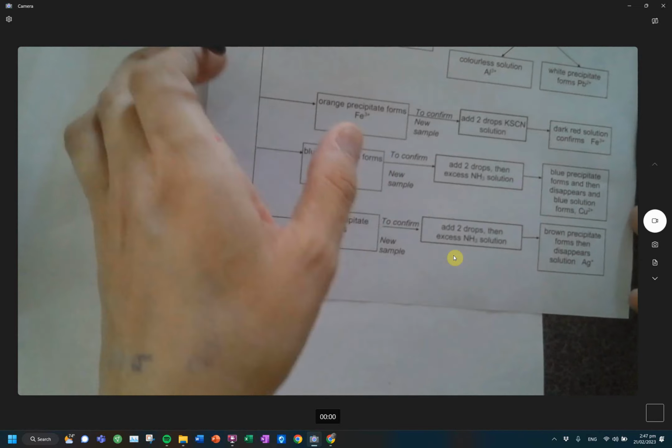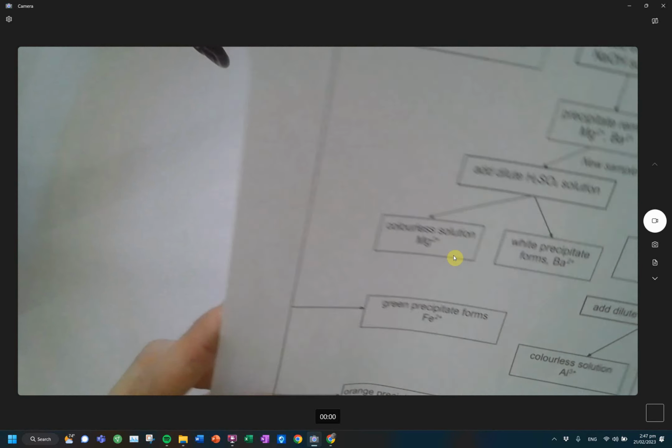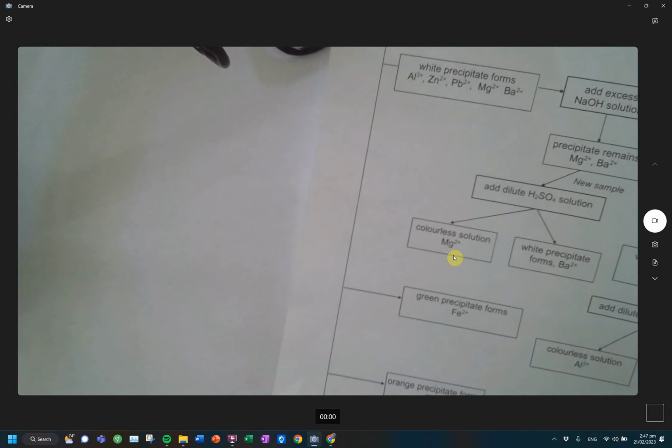So when you guys are doing this assessment, this is what you will be doing to figure out what you have as your unknown solution. I will be giving you unknown solutions and you just follow the steps and identify what we have there.